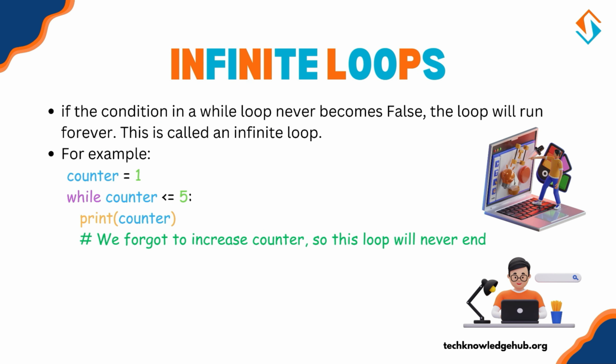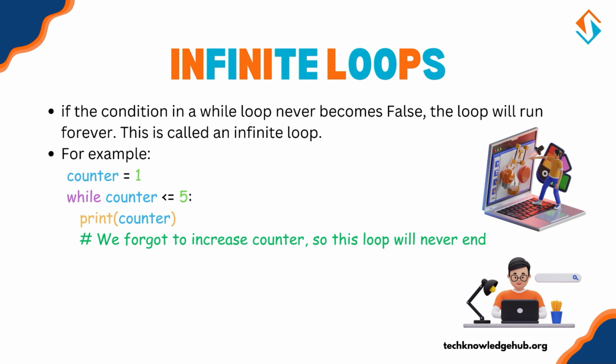Infinite loops are a quick warning. If the condition in a while loop never becomes false, the loop will run forever. This is called an infinite loop. For example, if we forget to increment counter: counter = 1, while counter <= 5: print(counter). To avoid infinite loops, always ensure your condition eventually becomes false. Use while loops when you want the loop to continue until a condition is met. Unlike for loops, you don't need to know the exact number of repetitions ahead of time.